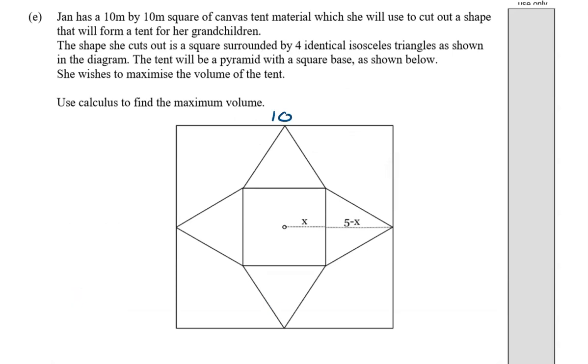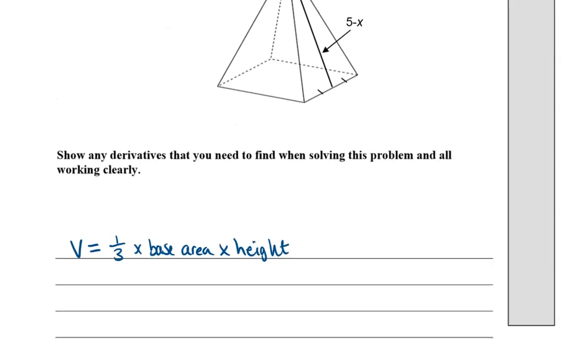Now this is 10 by 10 on the outside. The base area of that pyramid is this square that's in the middle. And this length here is x, so therefore the sides are 2x, and the area of that will be 4x squared. So we can pop that down into here. The base area will be 4x squared.